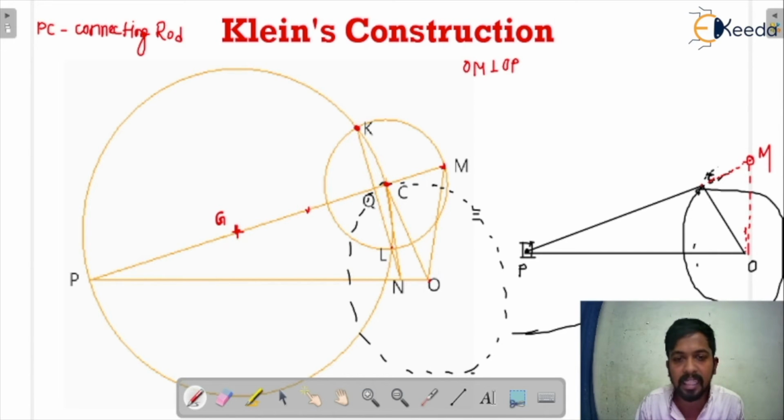One is K and the other is L. So at these two points, these two circles will intersect each other. Now I have extended this line up to this horizontal line, and this will meet the line OP at an end point. So I just have extended.